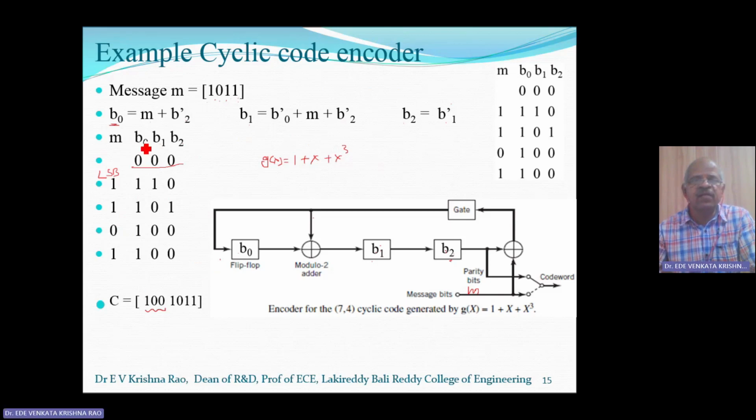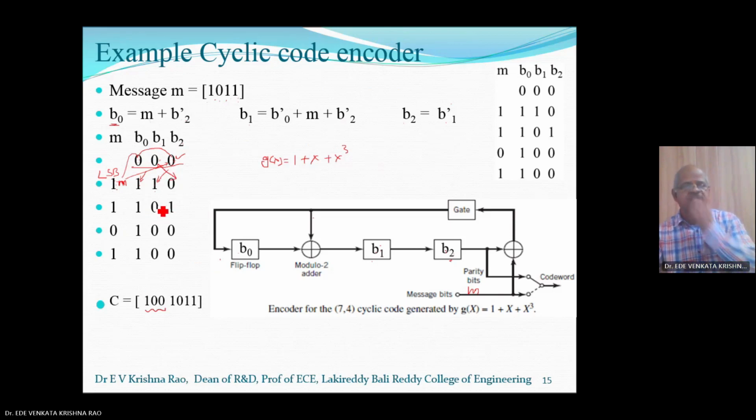So now find the B0 present state, M plus B2 dash. B2 dash is the previous state, and M is this. So 1 plus 0 becomes 1. B1 is B0 dash plus B2 dash plus M. So 1 plus 0 plus 0 is 1. Now B2 is B1 dash, which is this, and that is shifted to here.